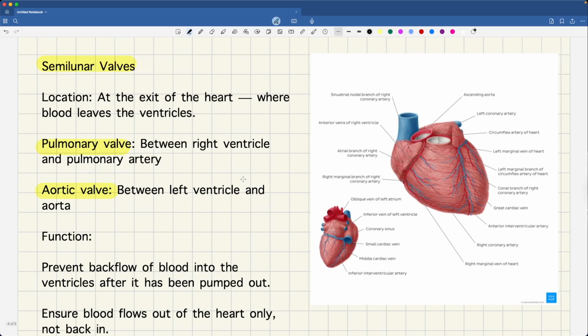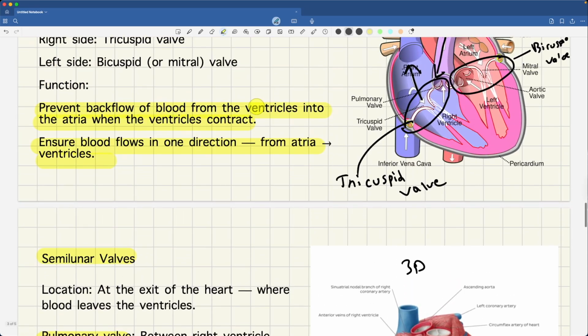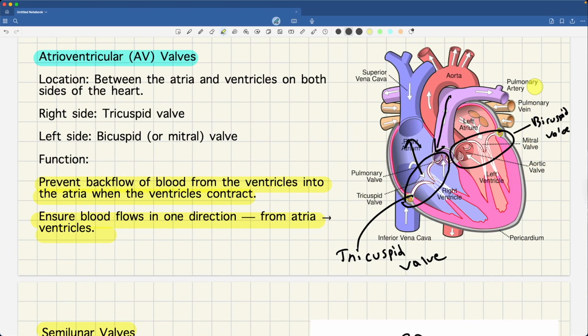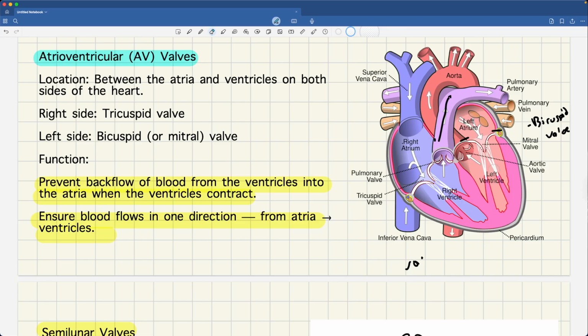Let's look at the semilunar valve. As you can see, this is a 3D diagram of it. The semilunar valves are at the exit of the heart, where the blood leaves the ventricles. Let's find the semilunar valve first. This diagram is more precise, by the way. Let's see where our semilunar valve is. So these are the semilunar valves, okay?